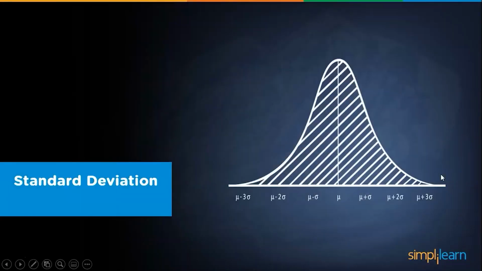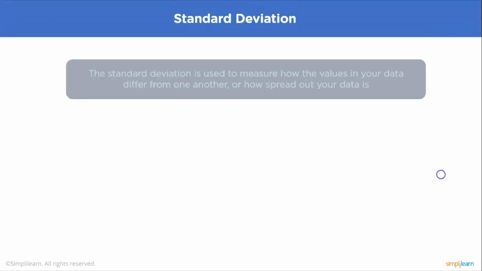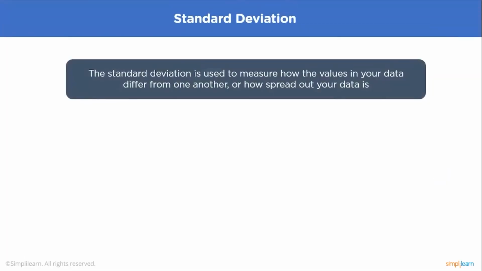Now let's take a look at standard deviation. What is standard deviation? Standard deviation is used to measure how the values in your data differ from one another, or how spread out your data is. A standard deviation is a statistic that measures the dispersion of a data set relative to its mean. The standard deviation is calculated as the square root of variance by determining each data point's deviation relative to the mean. If the data points are further from the mean, that means that there's a higher deviation within the data set, and then the data is said to be more spread out.